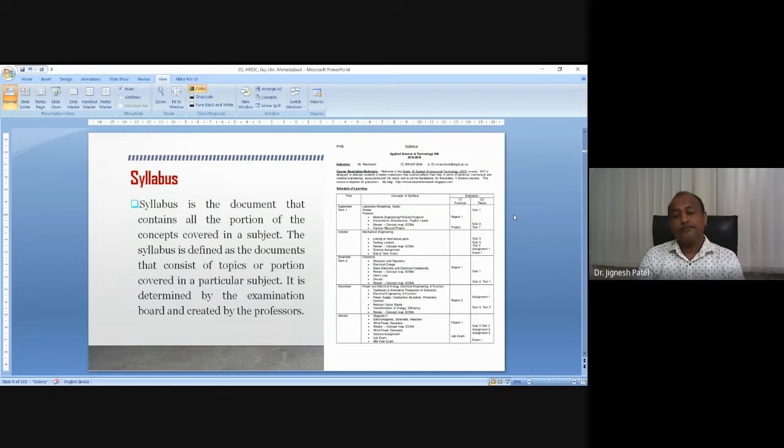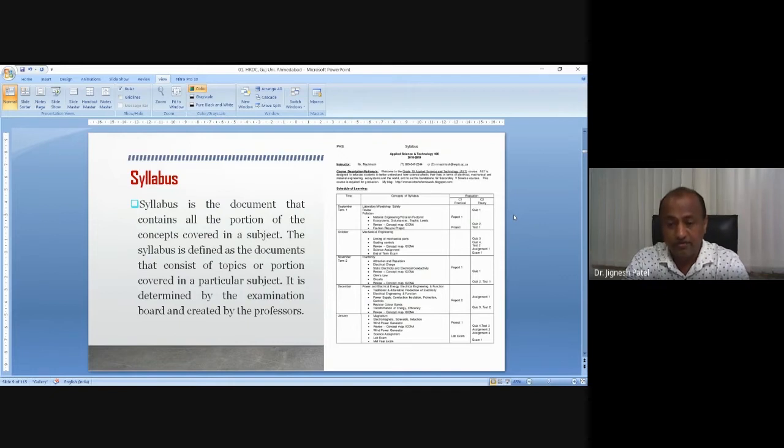Now lastly, what is a syllabus? A syllabus is a document that contains all the portions of the concepts covered in a subject. The syllabus is designed as a document that consists of the topics or portions covered in a particular subject. It is determined by the examination board or board of members and created by professors or eminent educationalists. You can see the syllabus pattern on the right side.